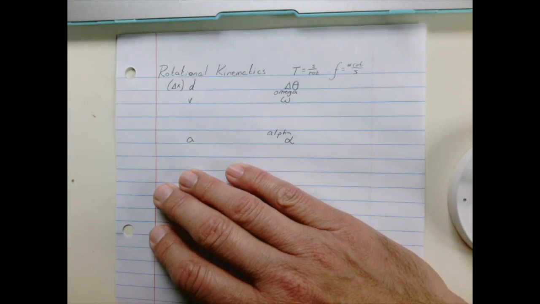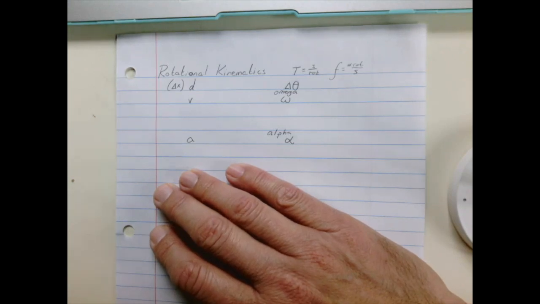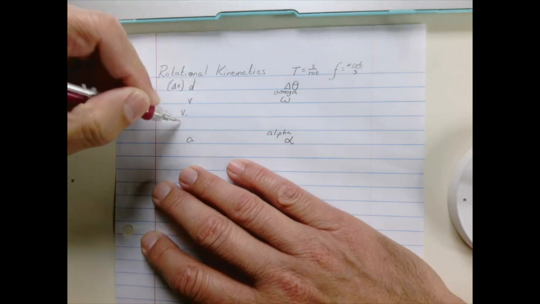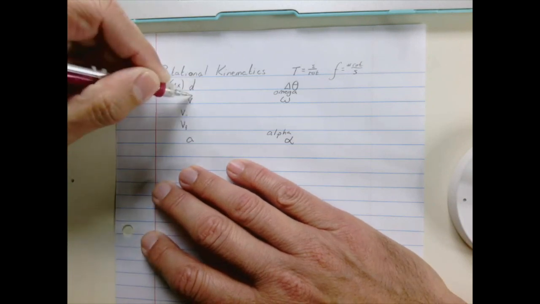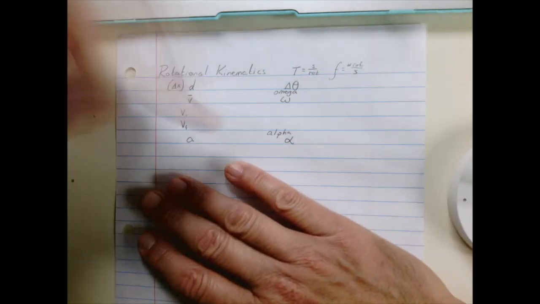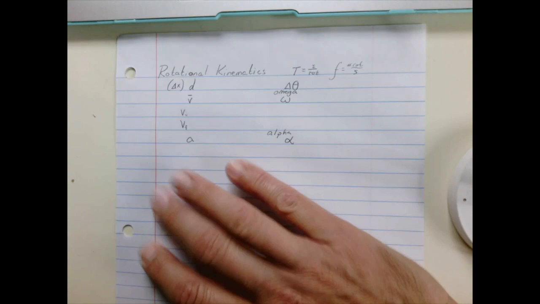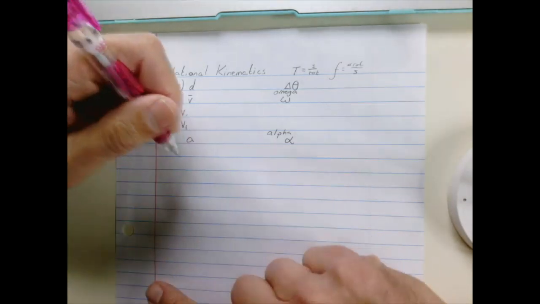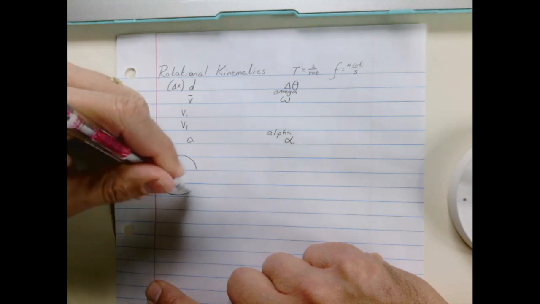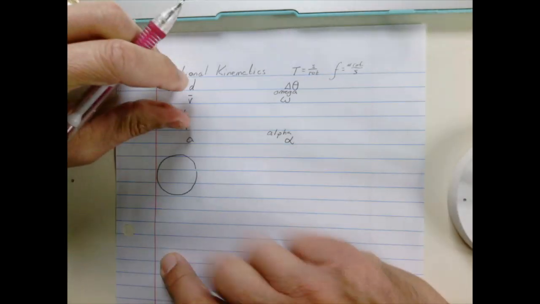In regular, linear kinematics, we dealt with delta x and v initial and v final and a. And we're going to deal with those same things in rotational, but they have different measurements. So if I'm going around a circle like this, think of a wheel going around, right?